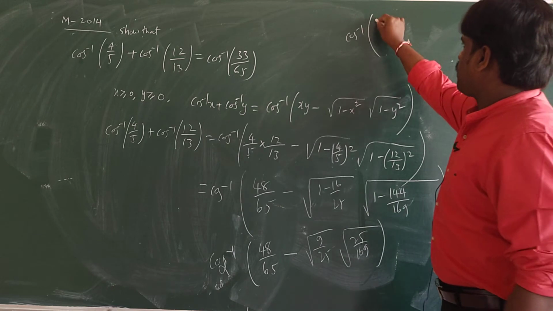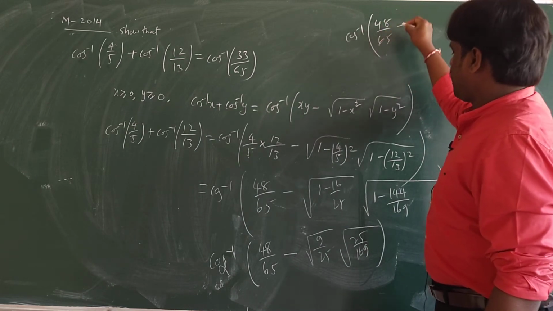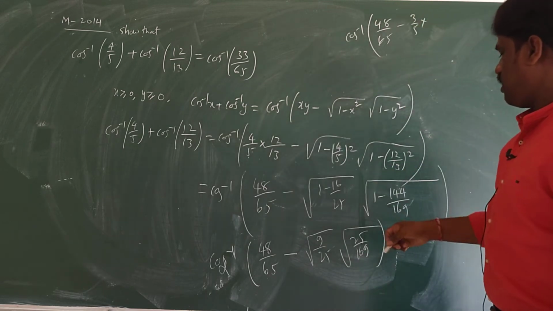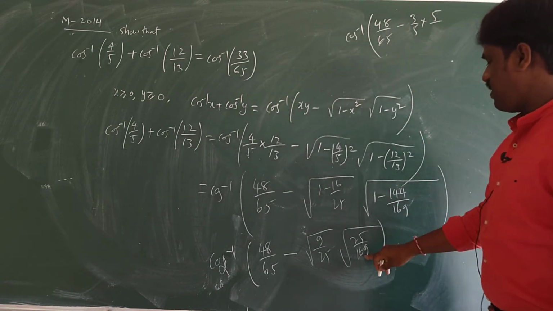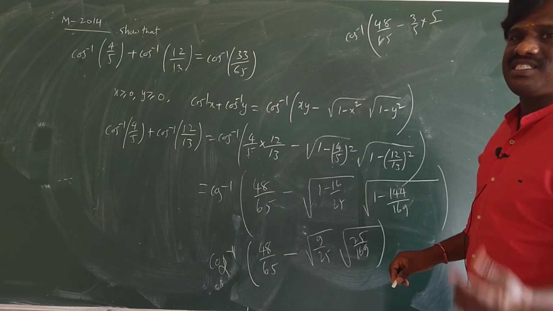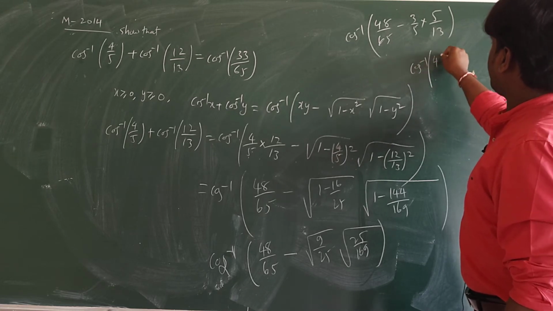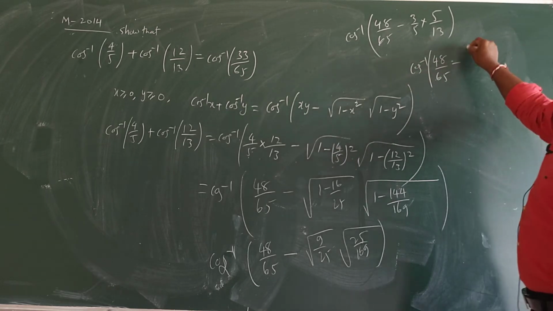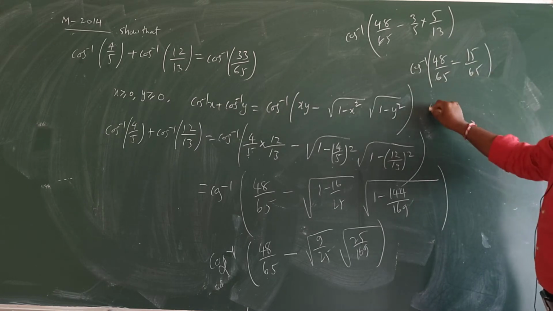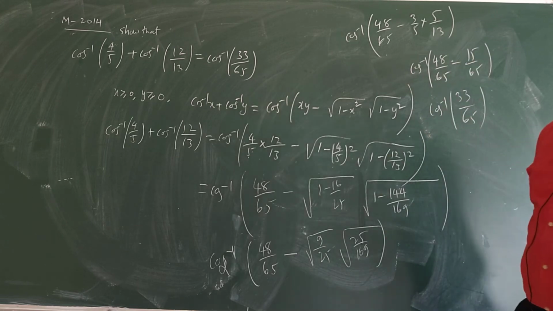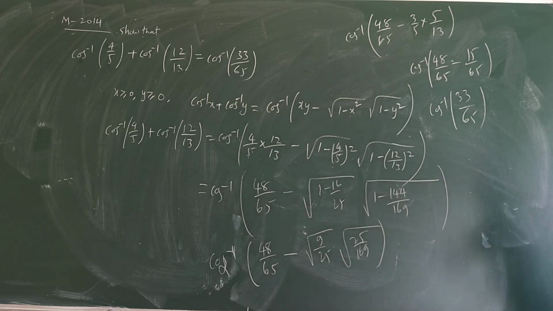So if you do this, you get cos inverse 48 by 65 minus 9 by 5 into 5 by root 169, and the square root of 169 is 13. So I will get cos inverse 48 by 65 minus 15 by 65, that is cos inverse 33 by 65. That is what you require. So by formula also you can do, but both methods I explained, the formula method and the problem method.